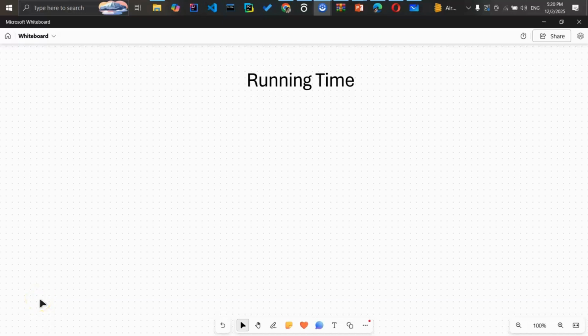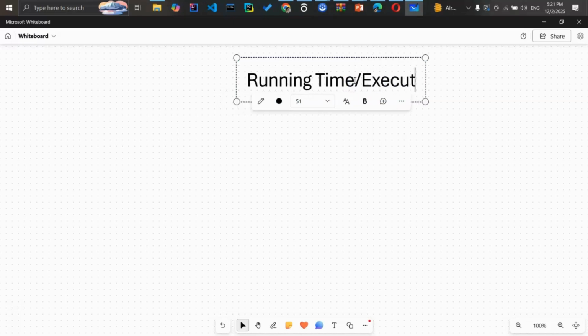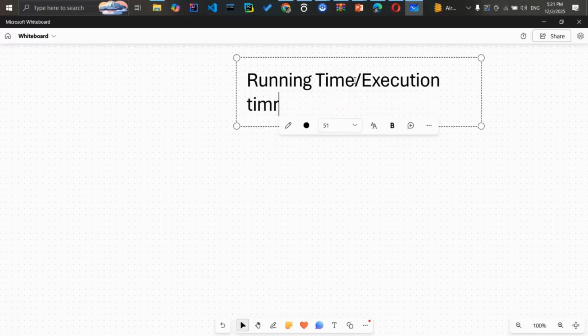Today we talk about time complexity. First topic is the running time. The running time, or we can say execution time, of a program is the total time it takes for a computer to execute that program from start to finish for a given input.